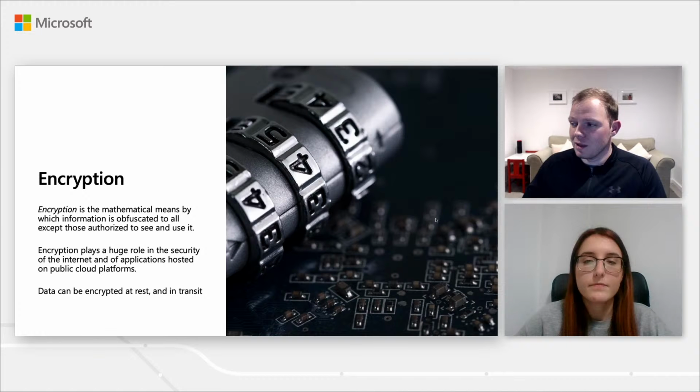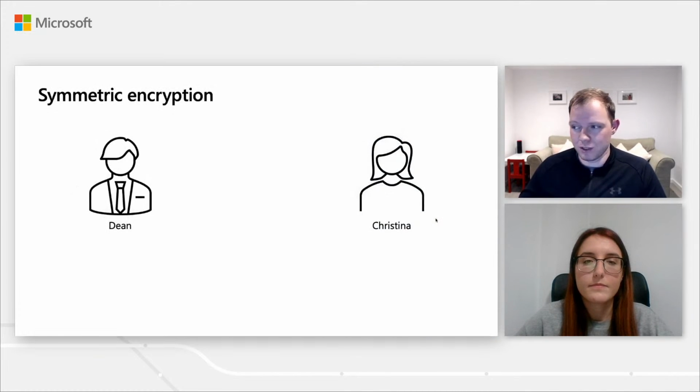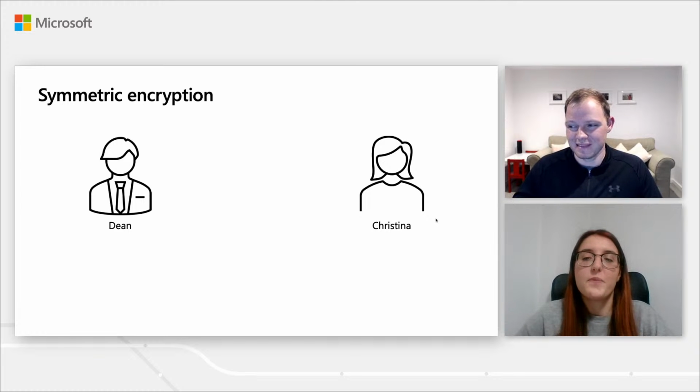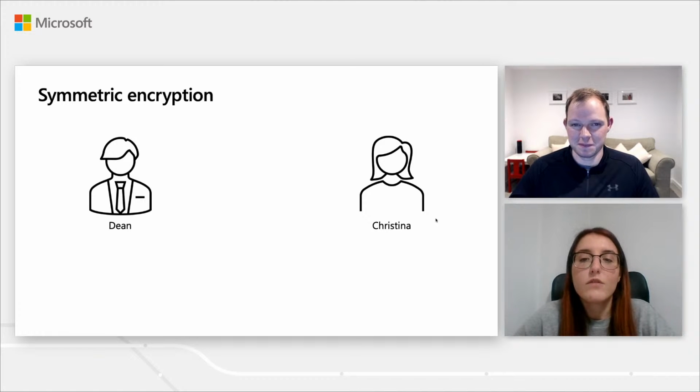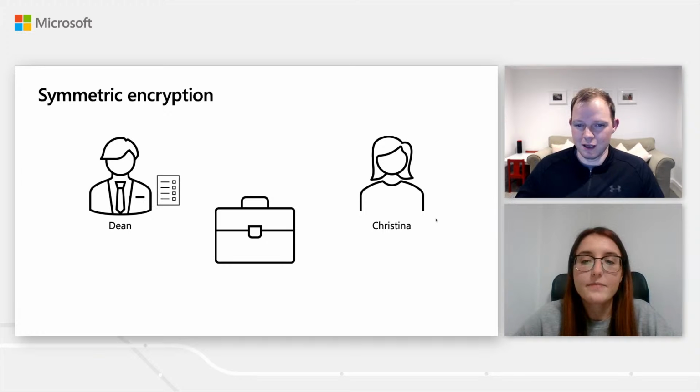So let's have a look at the different types of encryption. The first one we want to talk about is symmetric encryption. Myself and Christina are going to role play the example of how this works, as an analogy for you. The best way to describe symmetric encryption is to use a briefcase. This briefcase has one key or code, and Dean and I use the same key or code to lock and unlock this briefcase. So here we have Christina's briefcase.